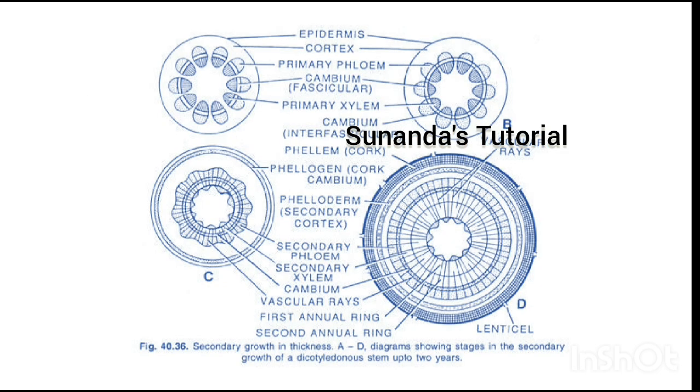Next, these are the steps of secondary growth in stem. At first, normally the cambium extends and forms a ring. Then it forms secondary phloem towards the outer side and xylem towards the inner side. Finally, the stem increases in girth or thickness.